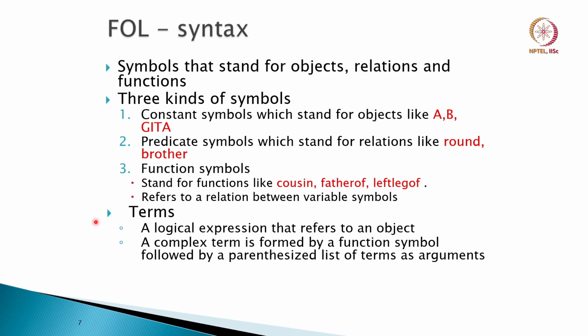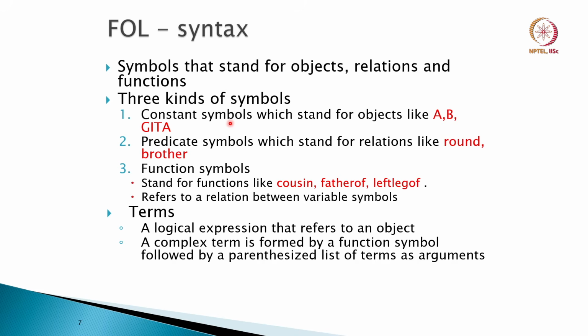So you have symbols which you use, which stand for objects, relationships and functions. What are the types of symbols that you can have? The constant symbols. The constant symbols we start with a capital letter. So you can say A or B, P, Gita, whatever, right? So those are objects, a particular object. And you have predicate symbols which stand for relationships like round, brother, etc. Then we have function symbols, cousin, father of, etc.